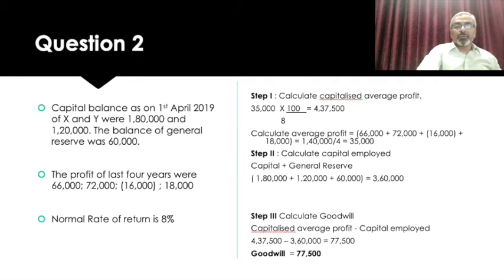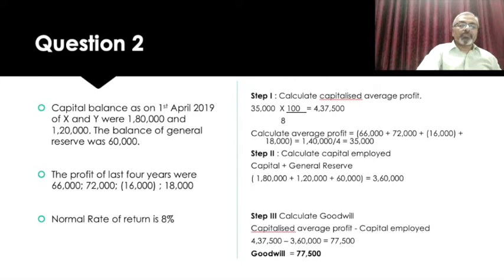Here the normal rate of return is given as 8%, and therefore we have tried to find out the capitalized value of average profit by using the formula average profit into reciprocal of normal rate of return, that is 35,000 into 100 divided by 8. The normal rate of return is 8%, you can see very clearly. So we are getting the capitalized value of average profit as 4,37,000. This is step number 1.